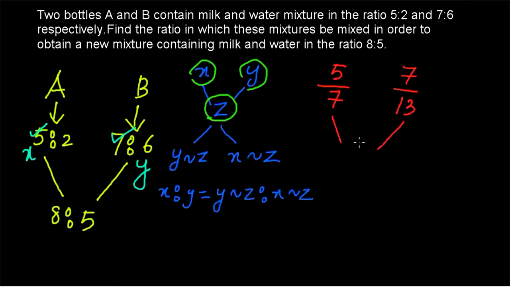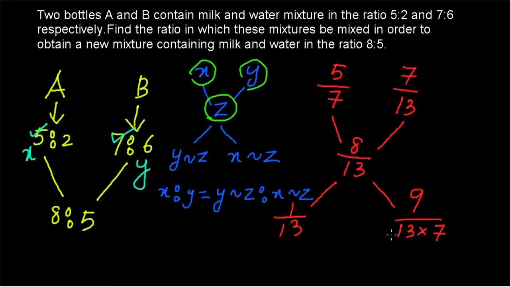And in the resultant mixture, we are having the ratio of milk to water as 8:5. Therefore, the quantity of milk will be given by 8 divided by 8 plus 5, that is 8/13. So we will be getting the difference as the difference between 8/13 and 7/13 is 1/13, and the difference between 8/13 and 5/7 will be given as, we can take the denominator as 13 into 7. So we will be having 13 into 5 is 65 and 8 into 7 is 56. So 65 minus 56 is equal to 9. So we are having 9/13 into 7. So we can cancel out 13 and 13. So our final ratio will be 7:9.